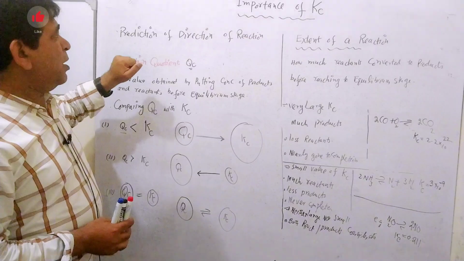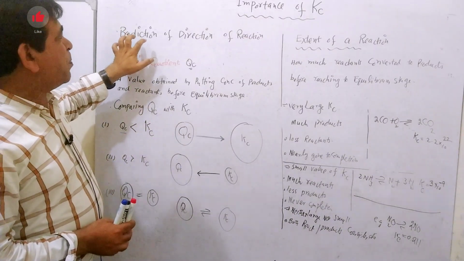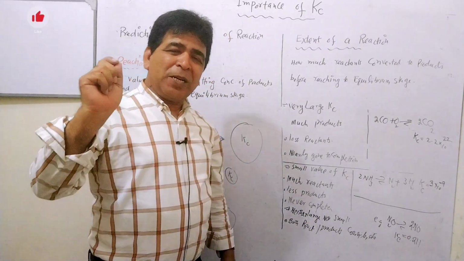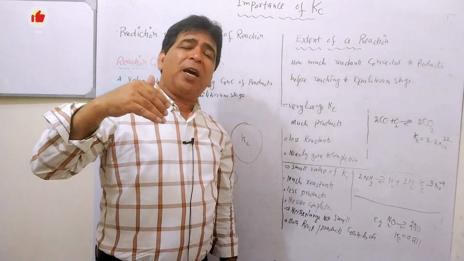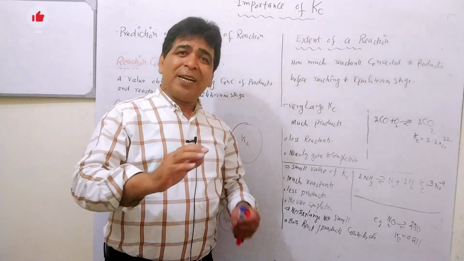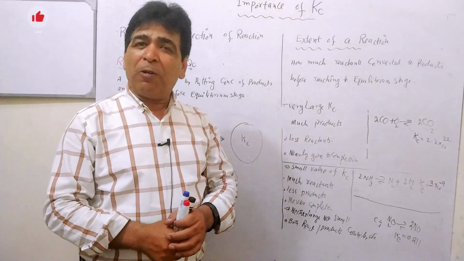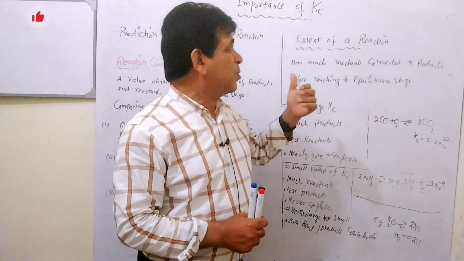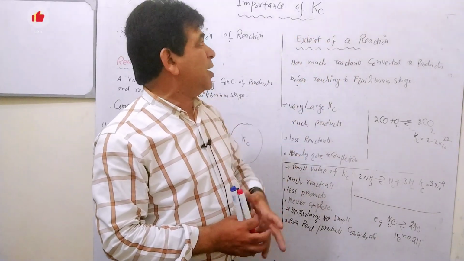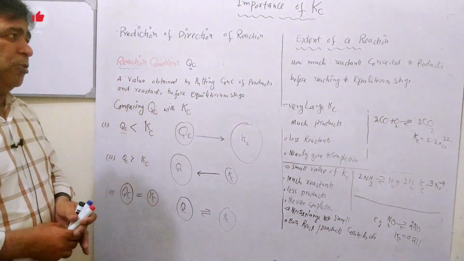First of all, what can we get by knowing the value of Kc? First of all, we can get the prediction of the direction of a reaction. We can predict that at a particular time the reaction will either be proceeding in a forward direction or proceeding in a reverse direction at that particular moment. We can tell that by knowing the value of Kc. Another important fact is that by knowing the value of Kc we can predict the extent of a reaction. We will explain it. What is the extent of a reaction, dear students?